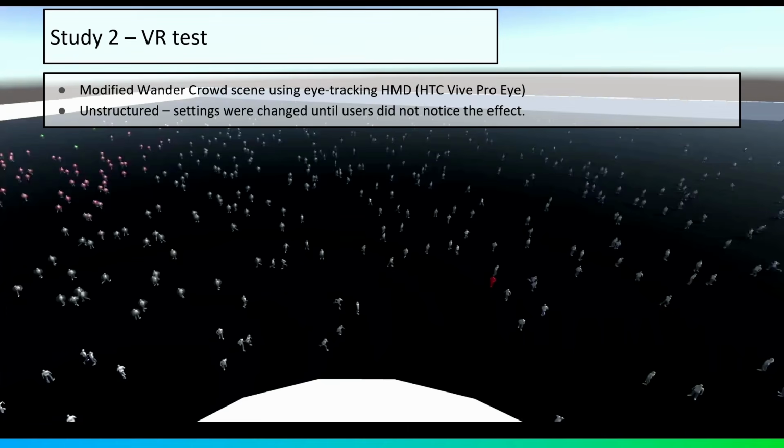The second study is the VR test, where we had users go through a modified Wondercrowd scene, wearing a head-mounted display with eye tracking capabilities. This is more unstructured. Here, we're simply playing with the foveation values to see how low we can get before they notice it.